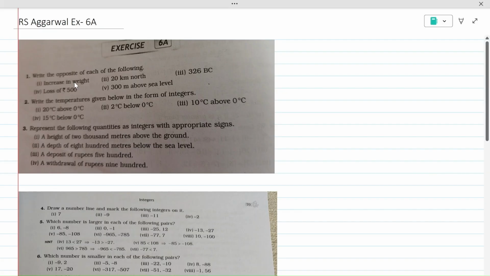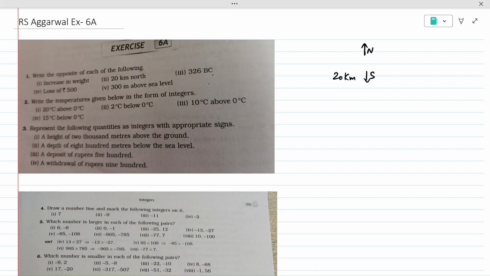It says, write the opposite of each of the following. So we have to give the opposite of the given things. The first one is increase in weight. So the opposite of increase in weight is decrease in weight. Okay. Second one, we have 20 kilometer north. So kids, we all know that this is the north direction. Opposite to it is the south direction. So 20 kilometer north, its opposite will be 20 kilometers south. Okay. So I'm writing here 20 kilometers south.